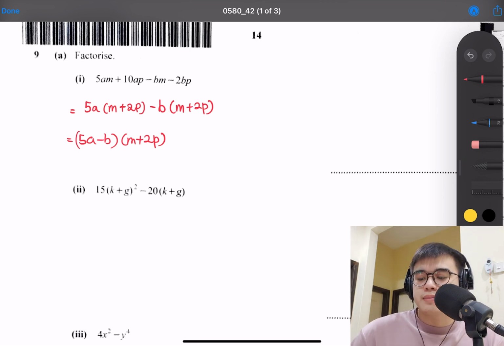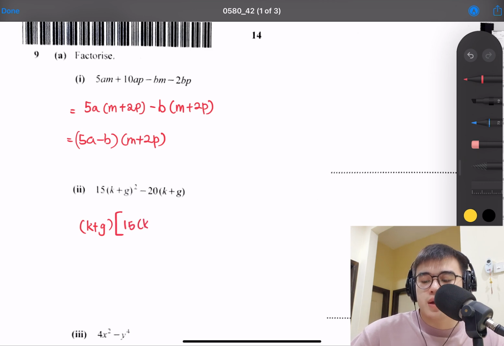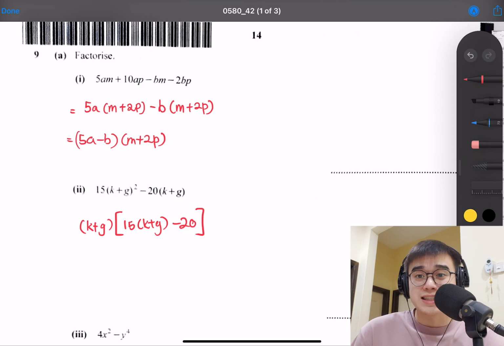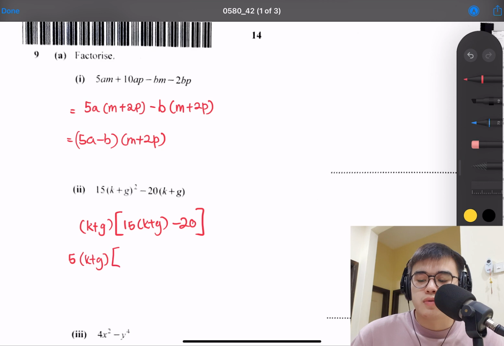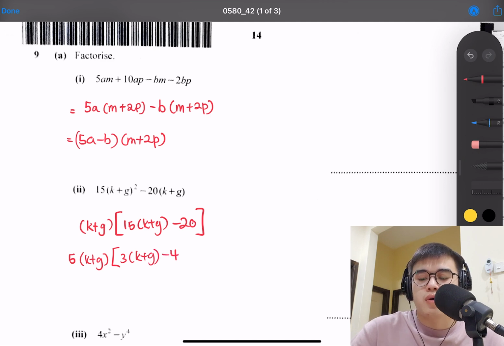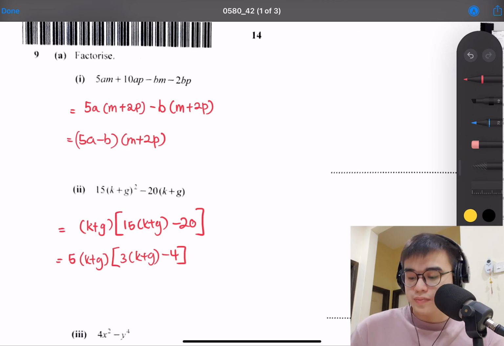As for the one at the back, please remember, if you take this thing out first, since they both have it, you will get 15k plus g minus 20. However, this is not the end because 15 and 20 is actually related. So if let's say I take out another 5 from it, then you will get your results as 3k plus g and a 4 over here. That's how you get to your final answer.